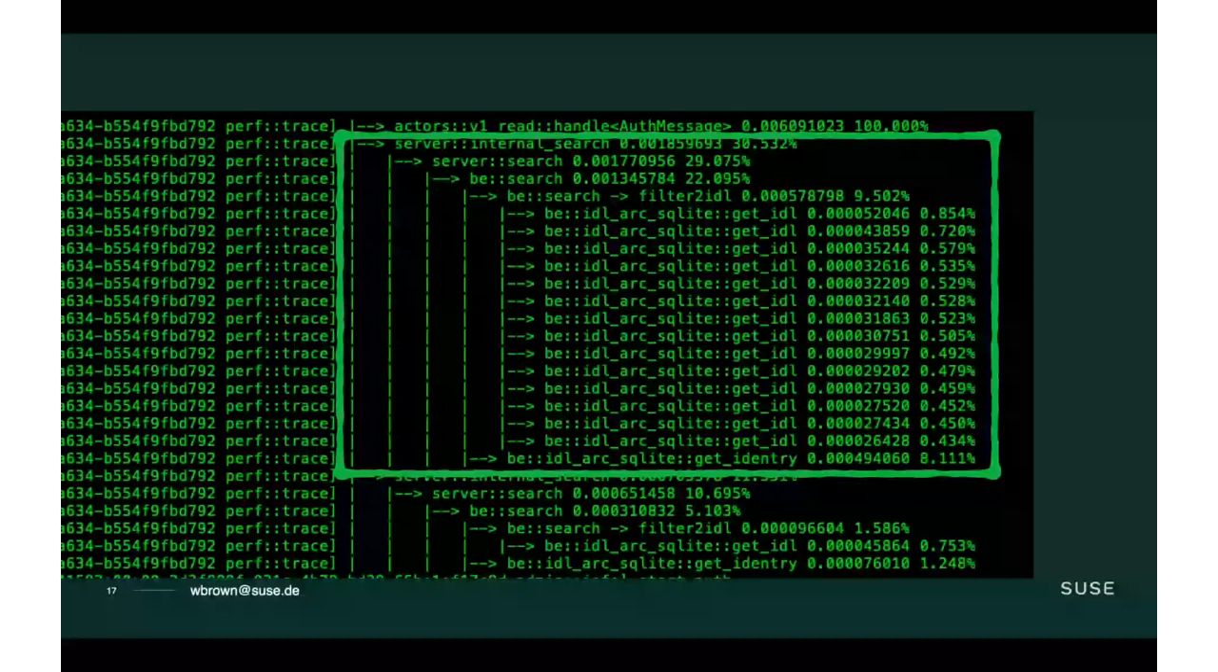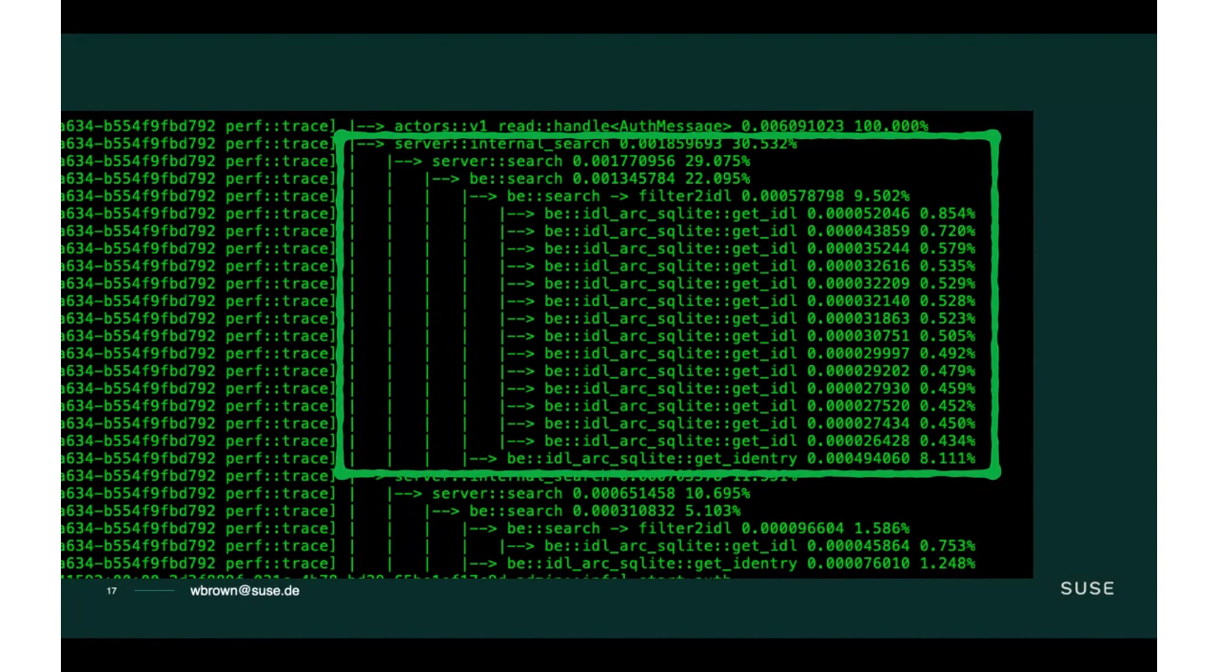So we can see that there's a large number of calls to the IDL arc sqlite get IDL, which calls into the indexing subsystem. So we know that a lot of indexes were accessed during this query. So we already have an idea about where a lot of the time was spent here. We know that a lot of indexes were accessed. Maybe it was a complex query. And we can say, well, okay, maybe this is an area where we could improve the performance of this code.